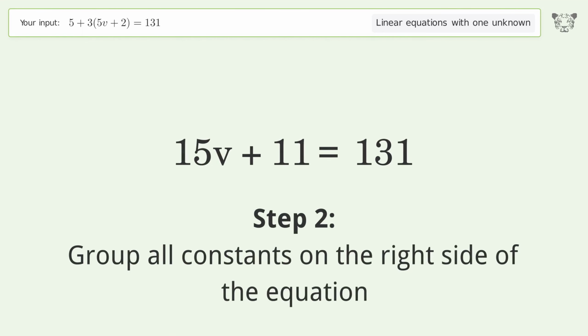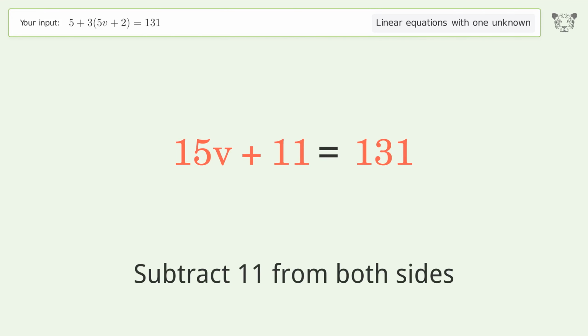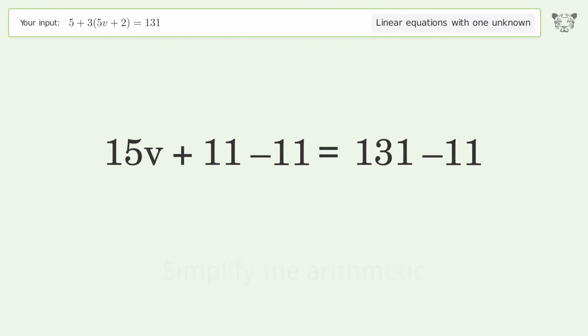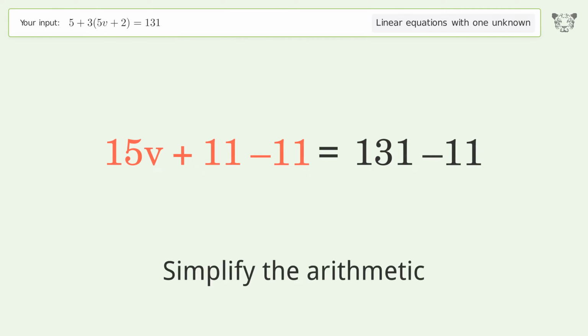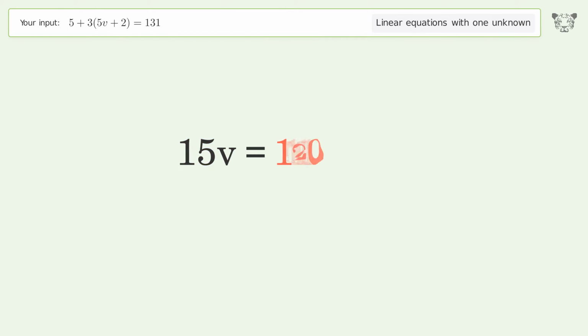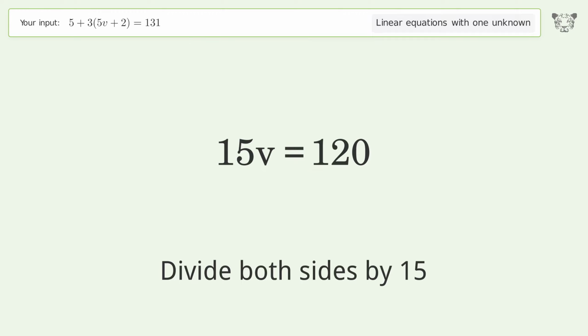Group all constants on the right side of the equation. Subtract 11 from both sides. Simplify the arithmetic. Isolate the v. Divide both sides by 15.